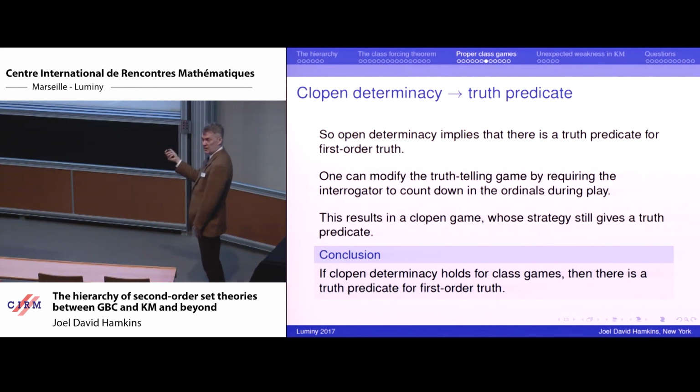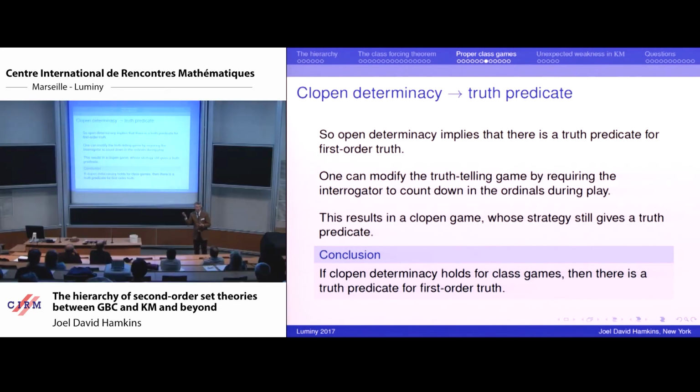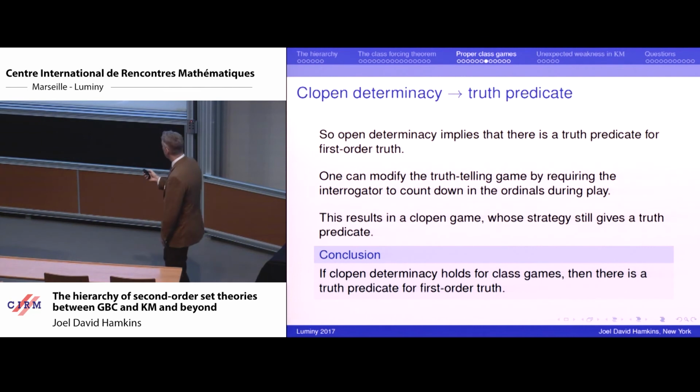And then you can prove that the truth assertions made by the winning strategy for the truth teller are invariant under the play, provided that the clock is high enough, so for sufficiently large clock numbers. And that again gives you the truth predicate. So the conclusion is that if clopen determinacy holds, then there's a truth predicate for first order truth. So that gives you strength from clopen determinacy for class games.